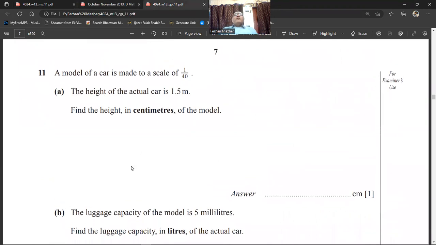Okay, the next question coming up on your screen is question number 11. It says a model of a car is made to scale 1 by 40. It means in the model, if something is 1 centimeter, in the actual, it will be 40 centimeters. The height of the actual car is 1.5 meters. Find the height in centimeters of the model.